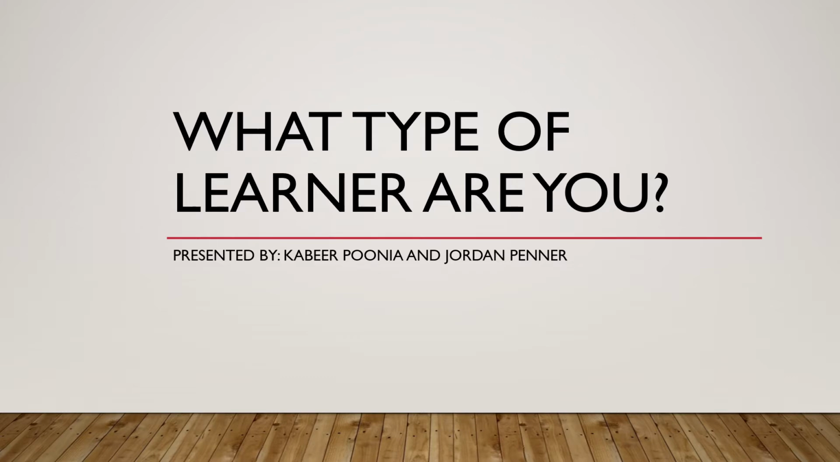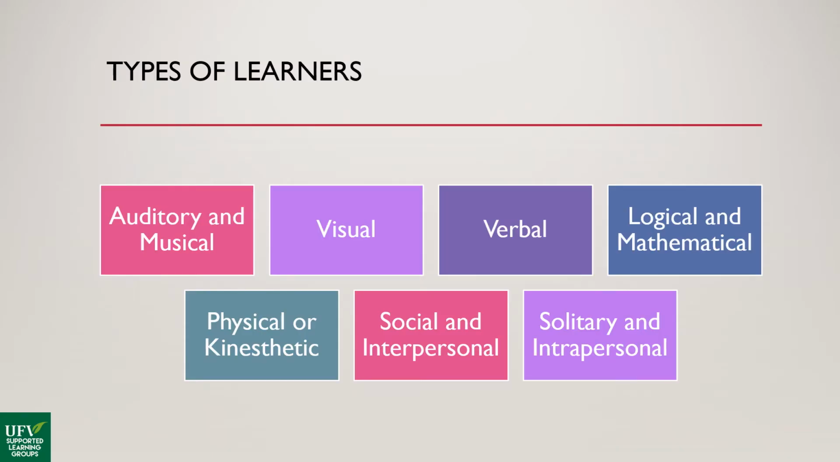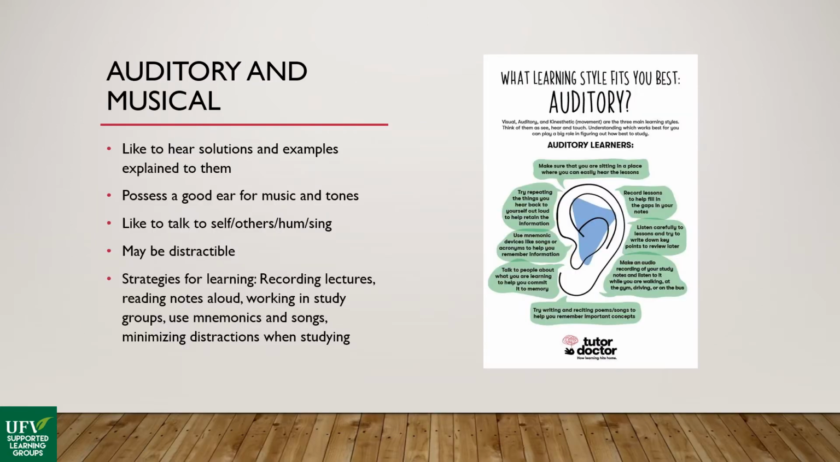And today, along with Jordan, one of our mentors at the SLG program, we'll be going over the types of learners as described by the theory of multiple intelligences. So basically, we'll be discussing how to identify what type of learner you are and then how to best study for each type. So firstly, there's 7 broad categories of learners. This includes auditory and musical, visual, verbal, logical and mathematical, physical or kinesthetic, social and interpersonal, and then solitary and intrapersonal.